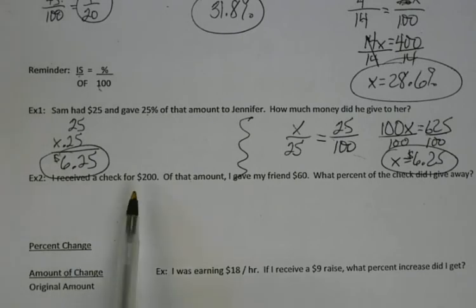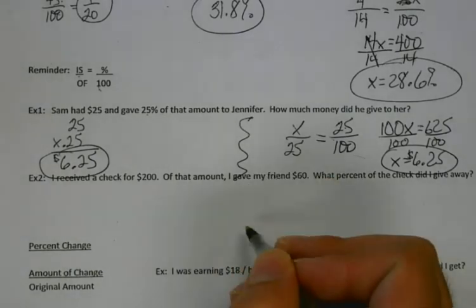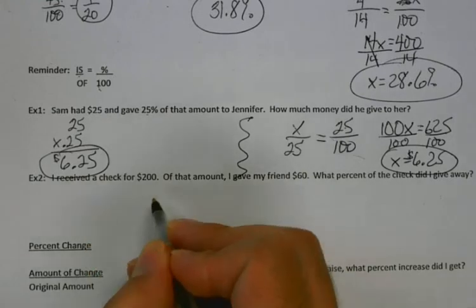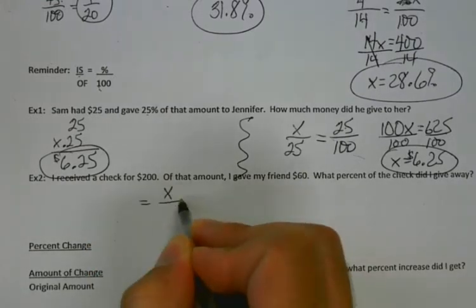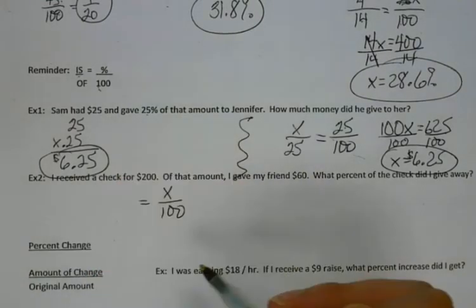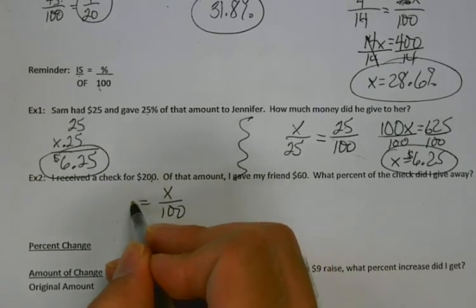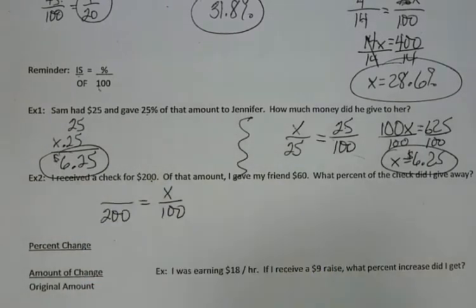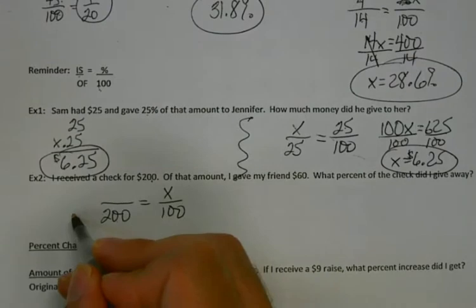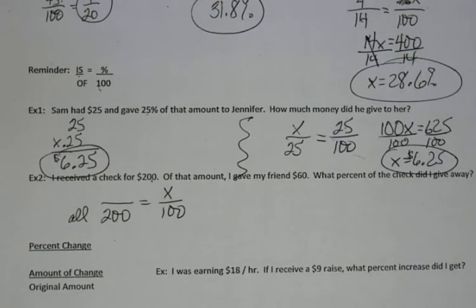I receive a check for $200. Of that amount, I gave my friend $60. What percent of the check did I give away? Okay. I don't know the percent out of 100. I received a check for $200. It's all mine. So line that up with the 100 because this signifies what I have. I have all of it.